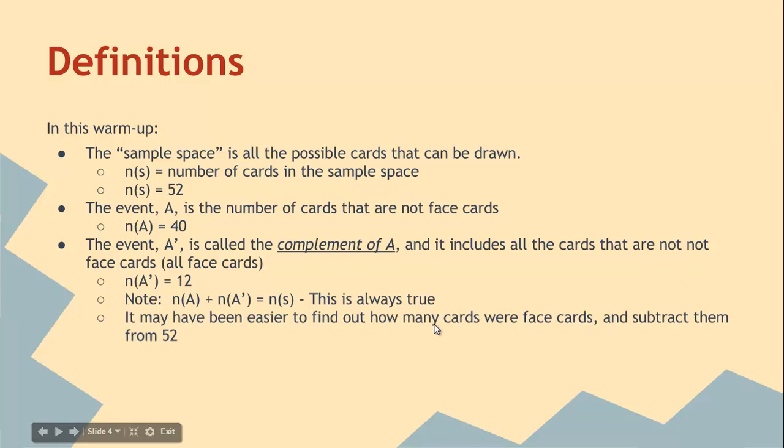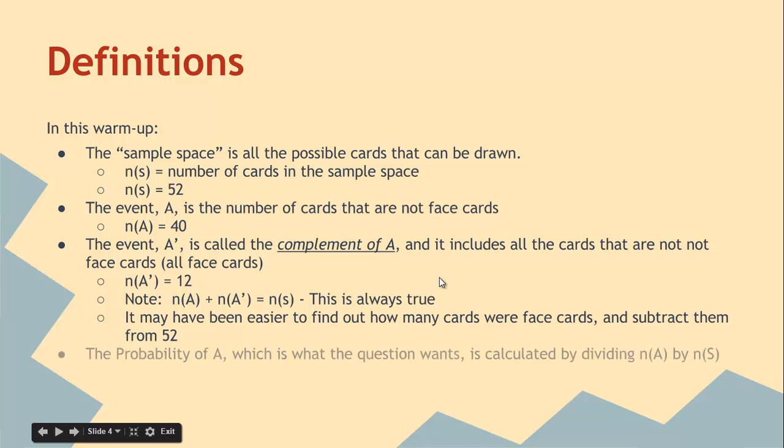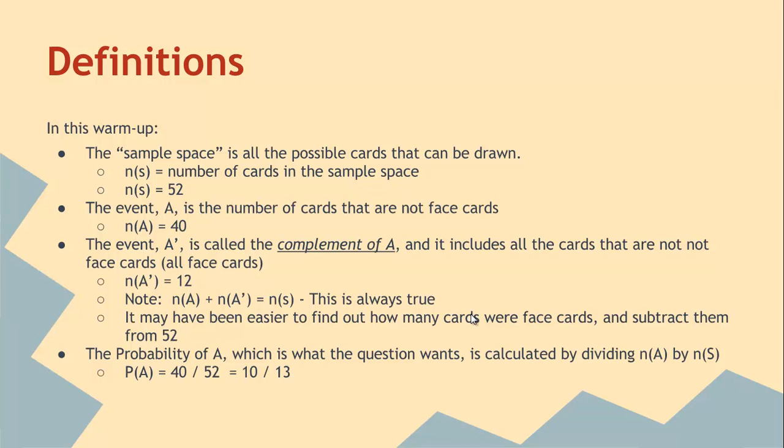It may be easier to find out how many cards were face cards, so there's 12, and then subtract them from 52. We call that the indirect method. The probability of A, which is what the question wants, is calculated by dividing n(A) by n(S). So n(A) is 40, divided by n(S), which is 52, and we call that 10 out of 13. You can do that as a decimal or a percentage, however you'd like.